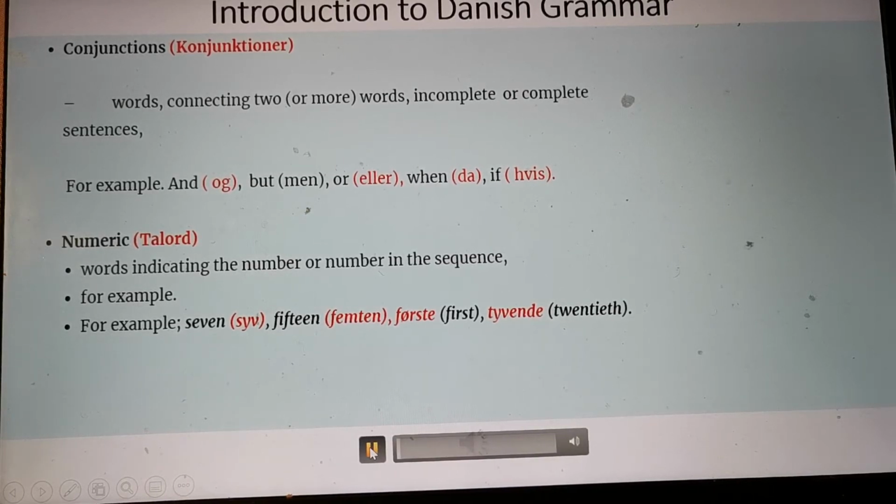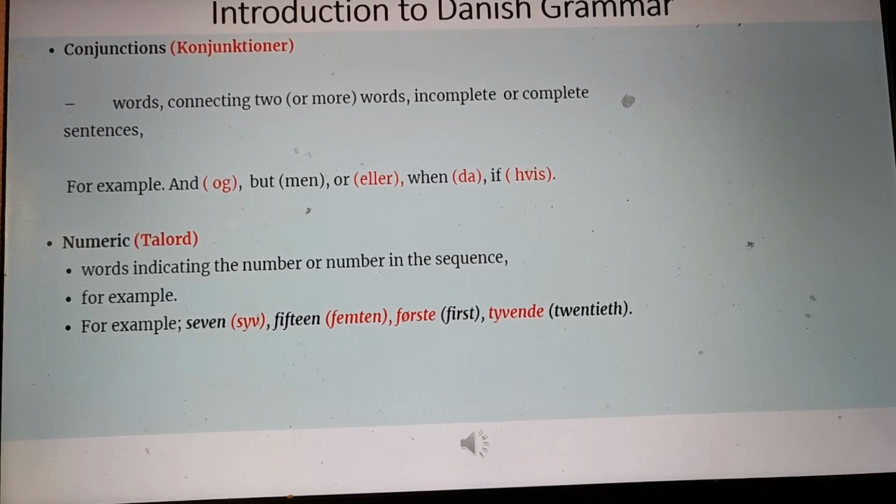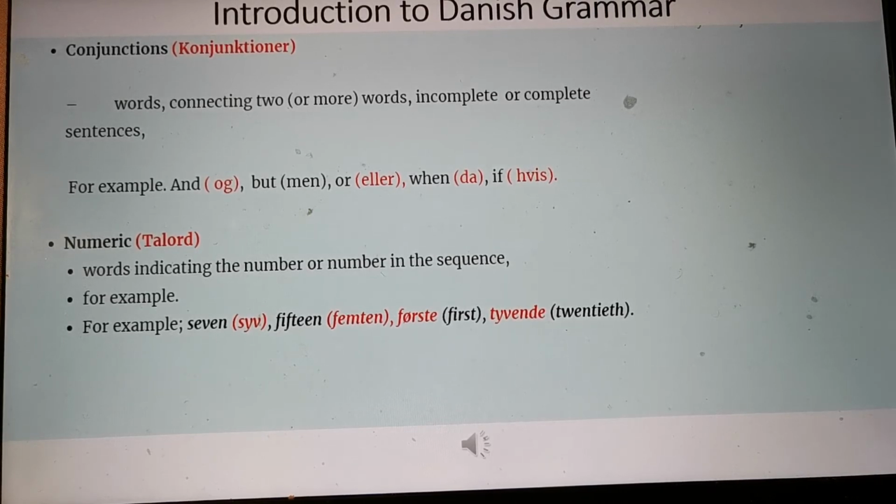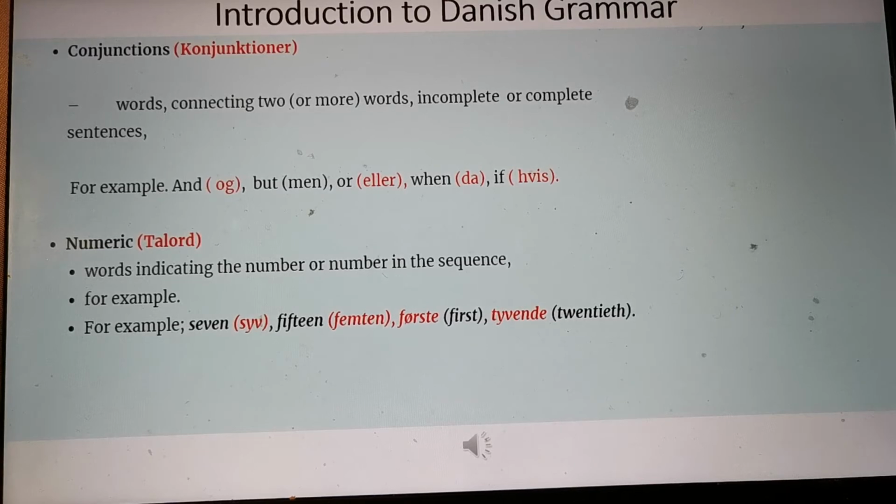The next part of speech we are going to introduce is conjunctions. In Danish, konjunktioner. Conjunctions are words connecting two or more words or incomplete or complete sentences. For example, and, in Danish, og. But, in Danish, men. Or, in Danish, eller. When, in Danish, da. If, in Danish, hvis. Where, in Danish, hvor.